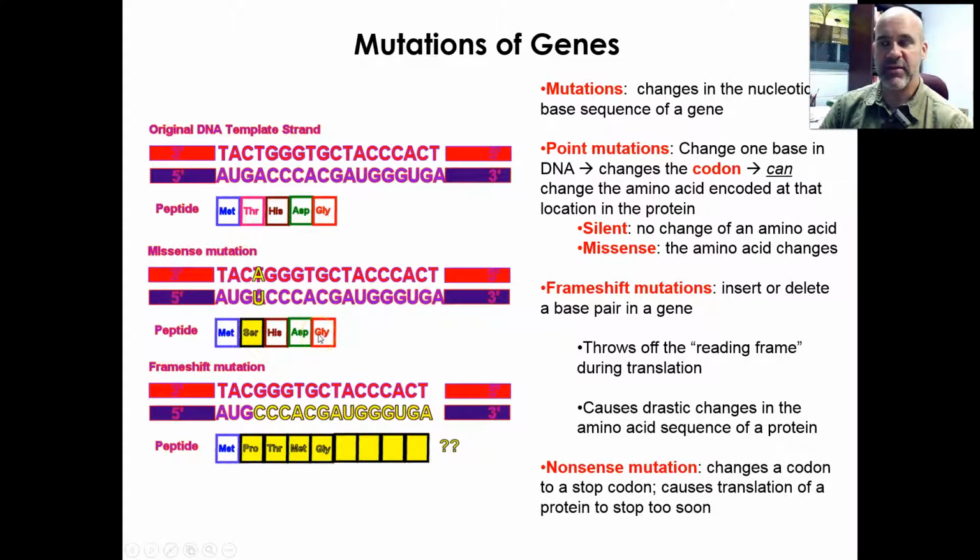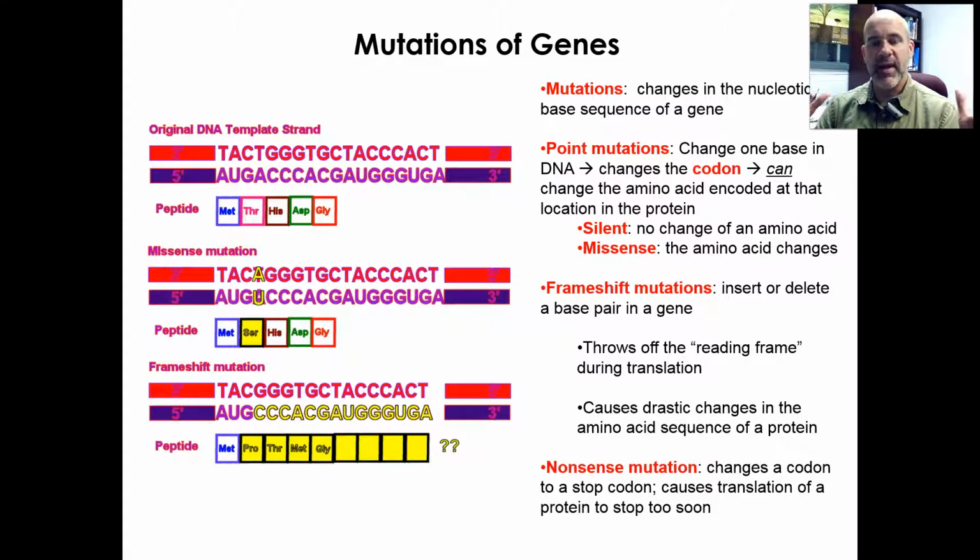Now, the rest of it hasn't changed because you always move to the next 3, the next 3, the next 3. So you've still got CAC coding for histidine, and so forth and so on, until we finish our peptide. Okay, so since we changed in the peptide, the protein, threonine, an amino acid, actually changed to serine, this is called a missense mutation. And sense here is referring to the amino acids. Missense, you have the wrong amino acid that has been put into the protein or the peptide.